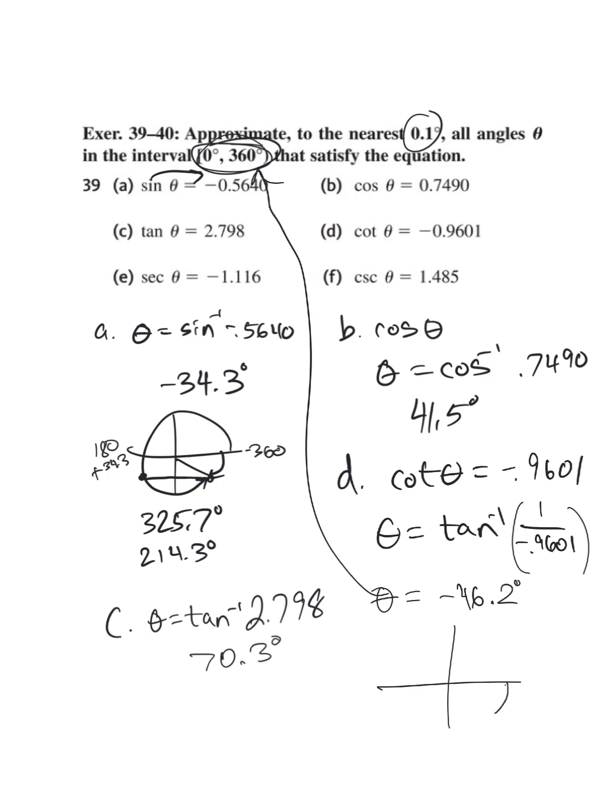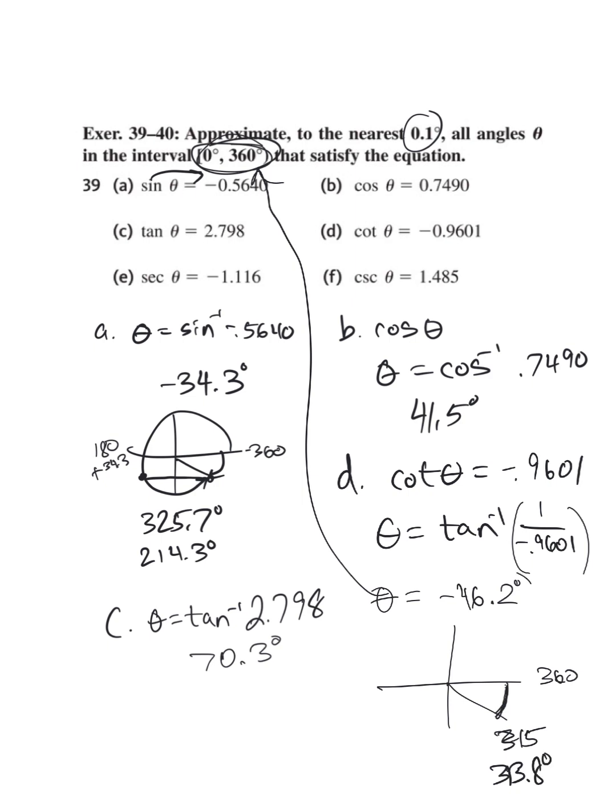Negative 46 is about negative 45. Okay, think of it that way. So this should be very close to 315, right? So how do we figure out exactly what it is? Well, we take 360 and we add or subtract 46.2. So 360 minus 46.2, and that gives us 313.8 degrees.